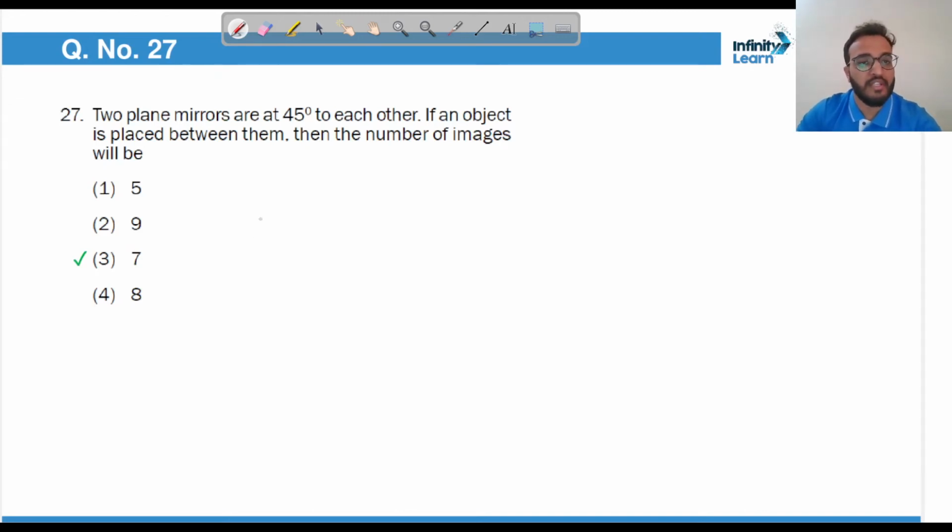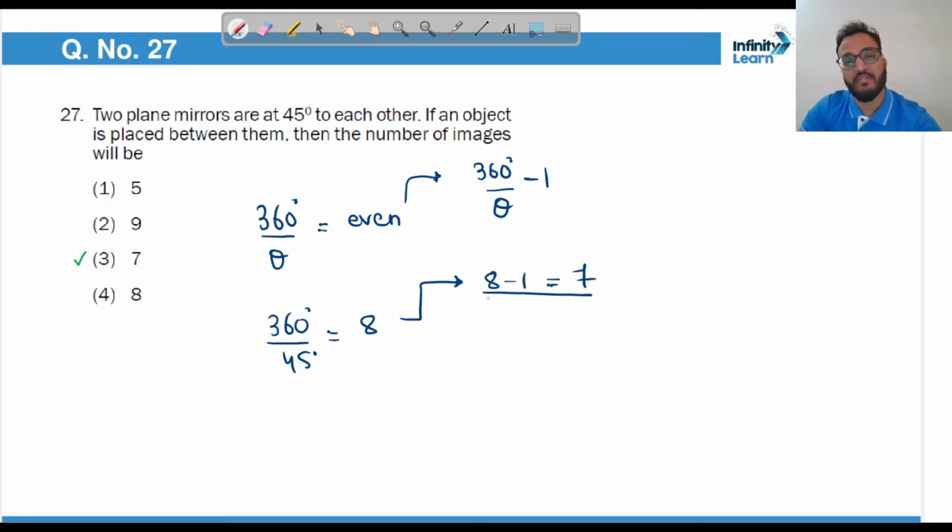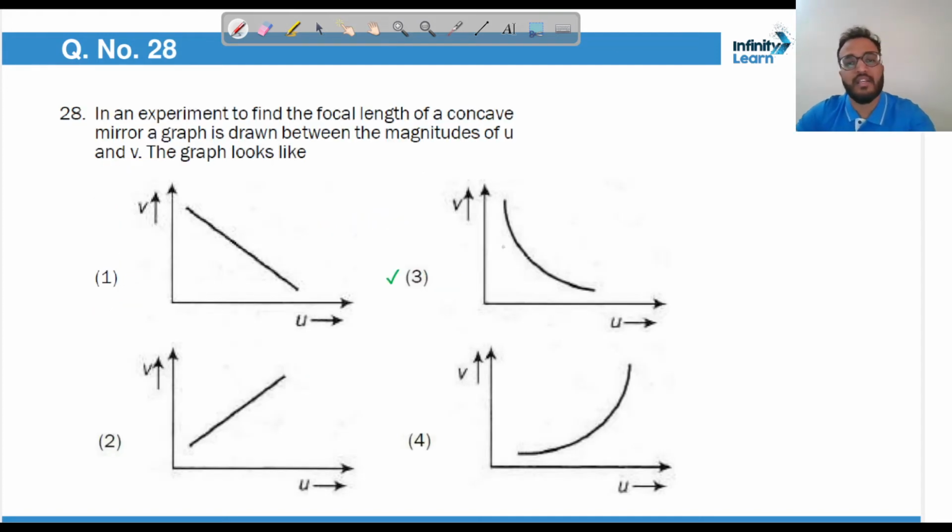What do you do? In such cases you do 360 degrees by theta. And if it is even, then the answer will be 360 degrees by theta minus 1. So let's find out 360 degrees by 45 degrees. What is the answer? 8. 8 is even. So your answer is 8 minus 1, that is 7. So what is the correct option? 7.